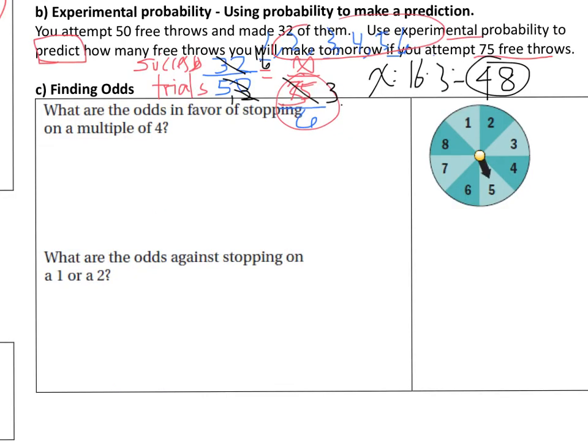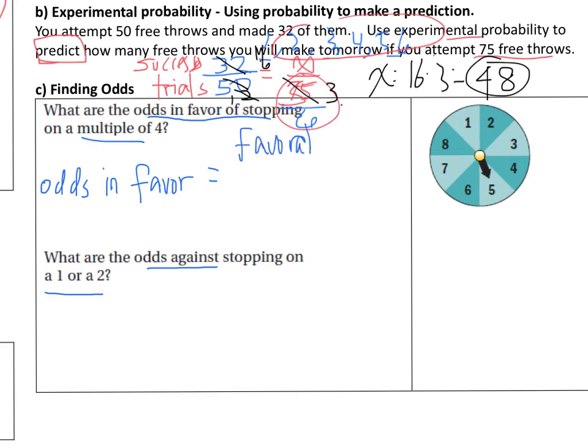Finding odds. To the right I have a spinner. And my questions to the left ask you to find the odds in favor of stopping on a multiple of 4, as well as the odds against stopping on a 1 or 2. Let's first look at the first question. Remember, the odds in favor means that you want to set it equal to the favorable outcomes over unfavorable outcomes.